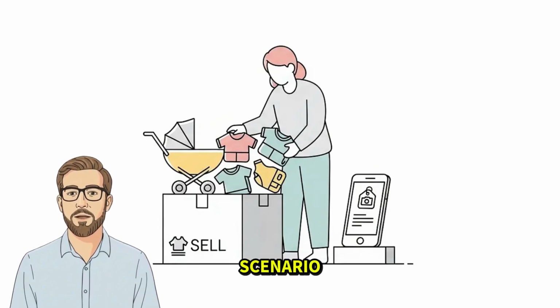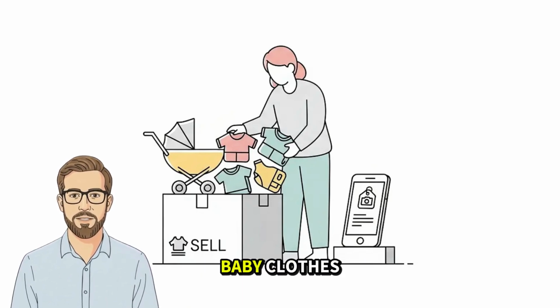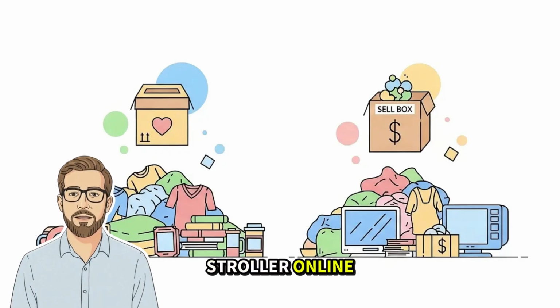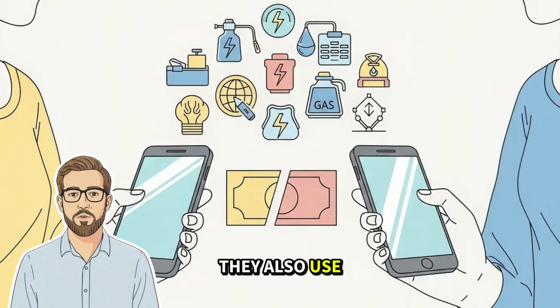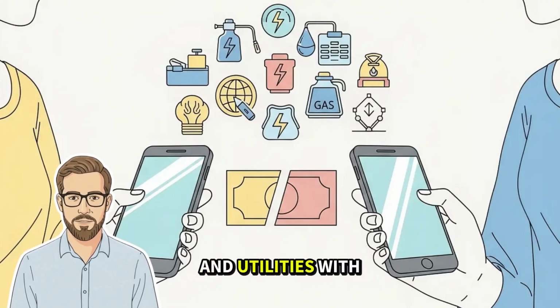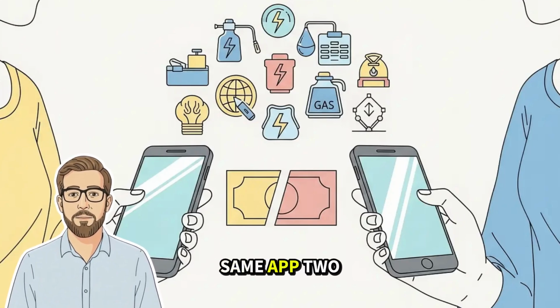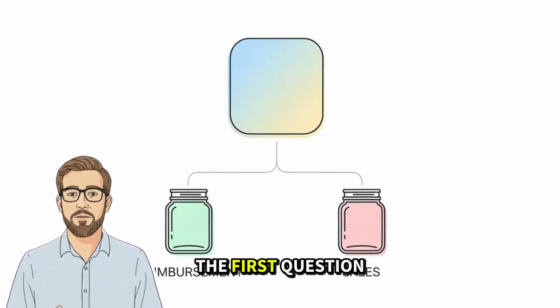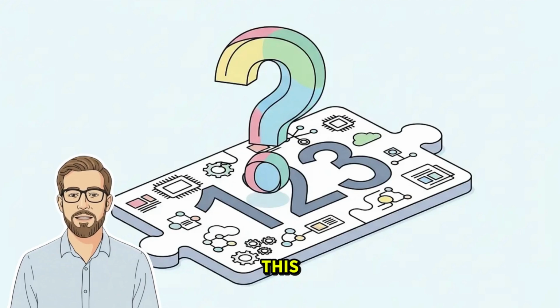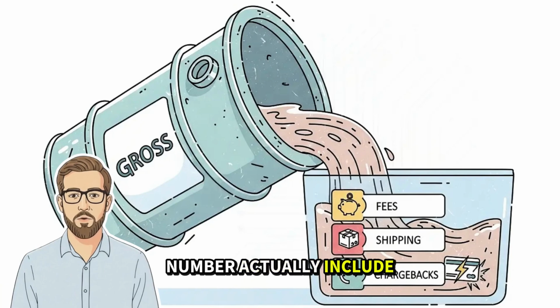Picture a common scenario. Someone sells used baby clothes and an old stroller online, mostly just cleaning out the house. Over the year, they also use a payment app to split rent and utilities with a roommate. Same app. 2 totally different types of money. If a form shows up, the first question is not, how do I pay this? The first question is, what does this number actually include?